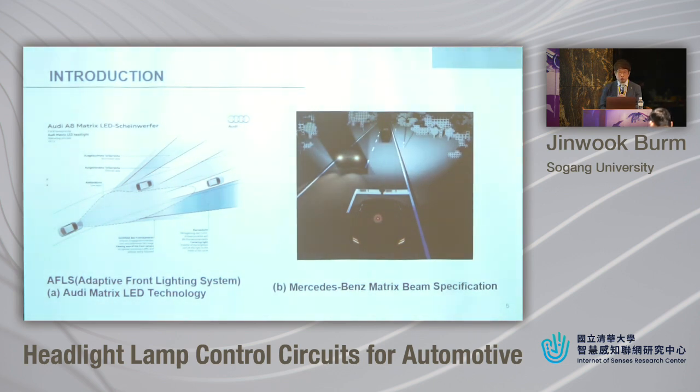So this is an example. This is the car that we are driving, and there is an oncoming vehicle. By using matrix LED arrays, we can block the light in this area. Also, we can block the light from the car in front of us. So it will give us more vision of the dark area at night, and also protect the other car's safety.